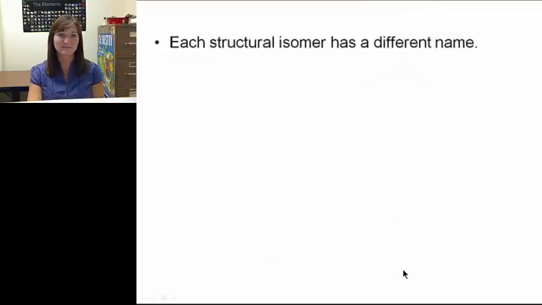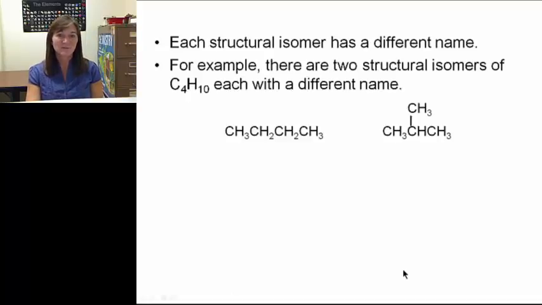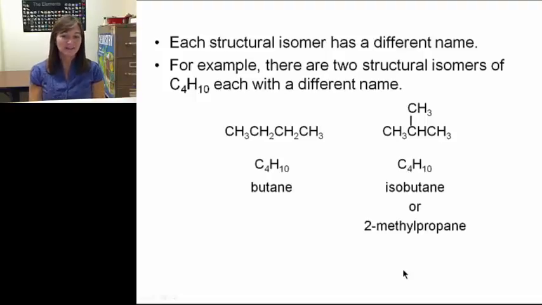and draw them. So each structural isomer has a different name. So for example, there's 2 structural isomers of C4H10, each with a different name. So once again, isomers have the same molecular formula, but this one right here with the 4 carbons in a row is just going to be simple butane, because but is our prefix for 4 carbons. A-N-E means it's a hydrocarbon. This one right here has a special name. It's called isobutane. I'm going to stick to a naming system which is called the IUPAC.